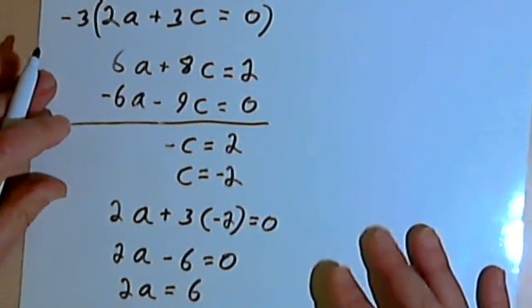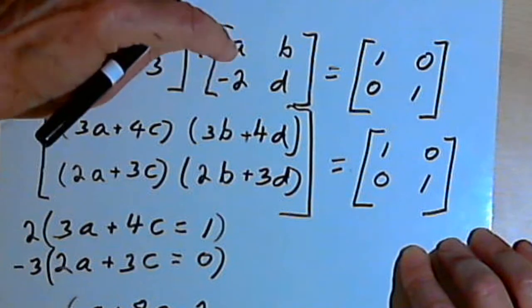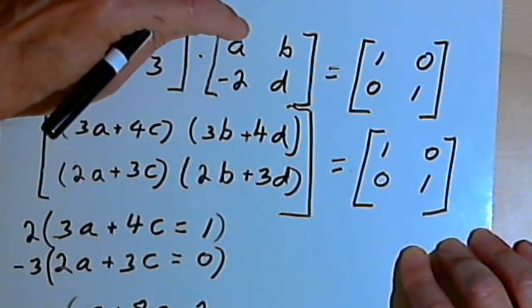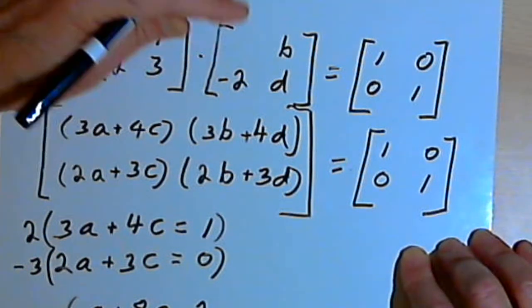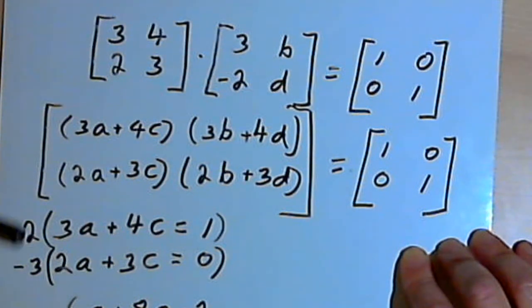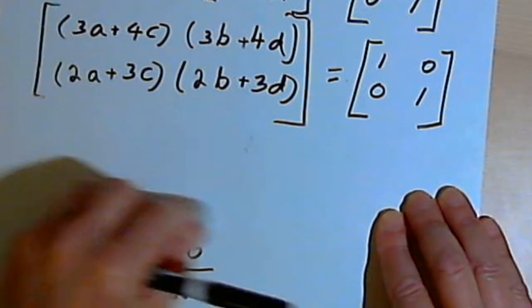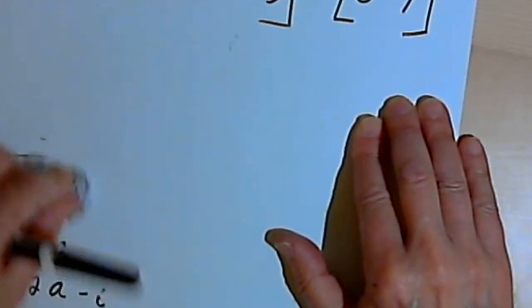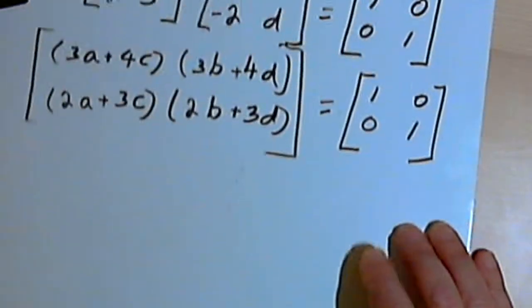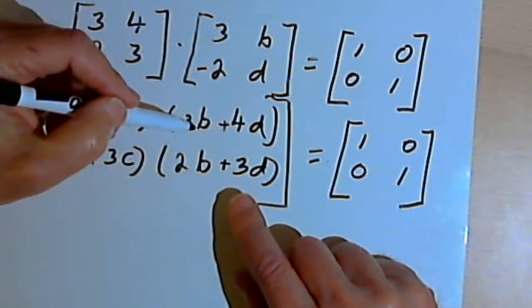So I can go back to my original inverse matrix where I had A's, B's, C's, and D's, and instead of the A, I'll put in a 3. And now I'm going to do the second process for two other equations. So let me just make some room here. I've got these two equations.